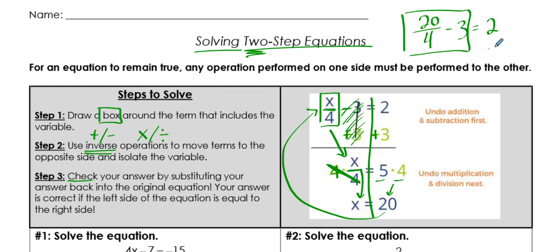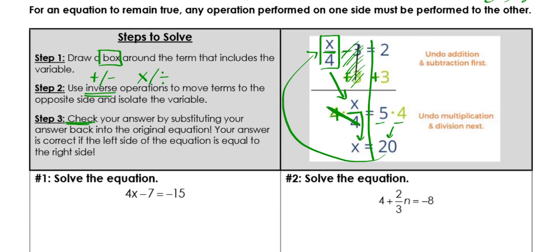20 divided by 4, that's 5, minus 3, that is 2. So we did that one correctly. 20 is the only solution to that equation. It's the only number that would make this side equal to 2. You can always check your answer when you're solving an equation. You plug it back into the original equation, make sure the left side and the right side are the same number.